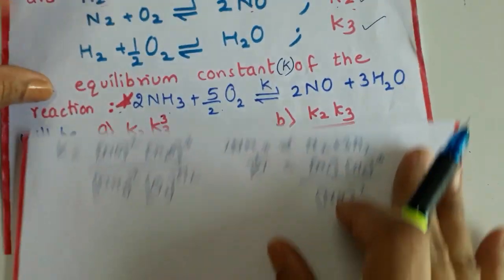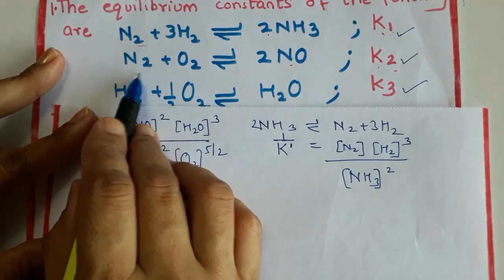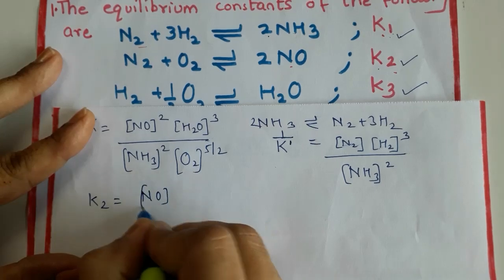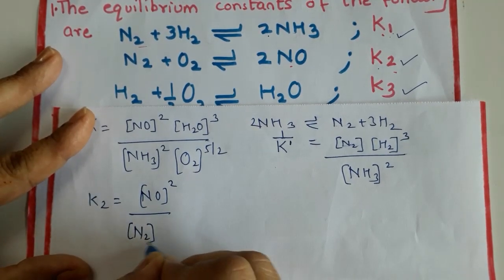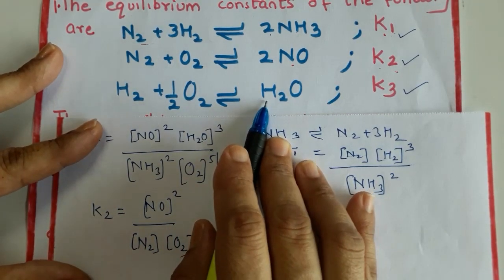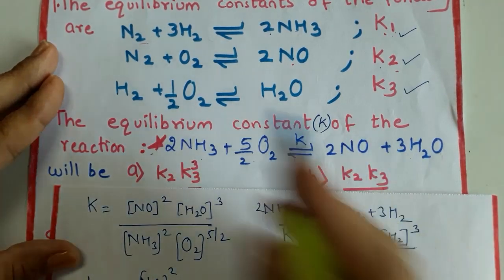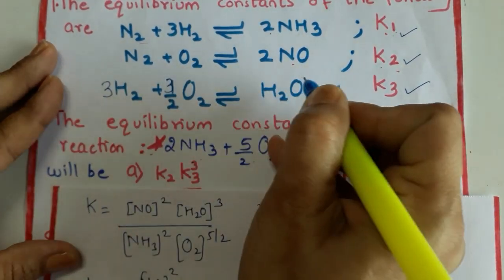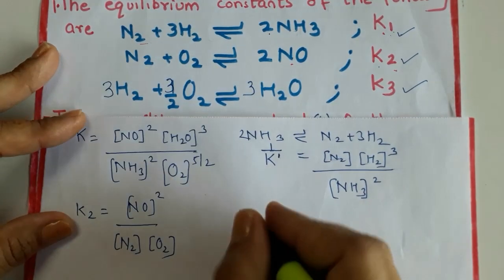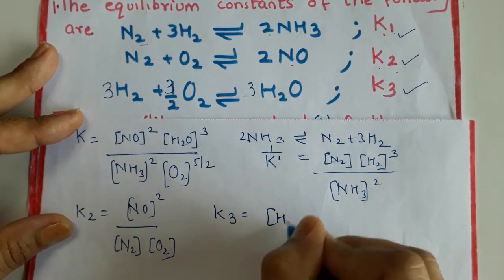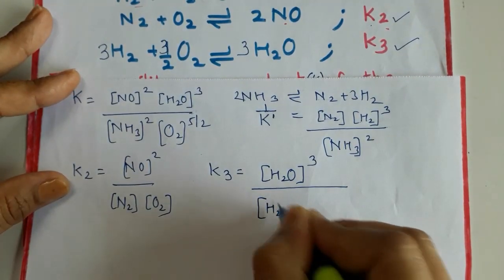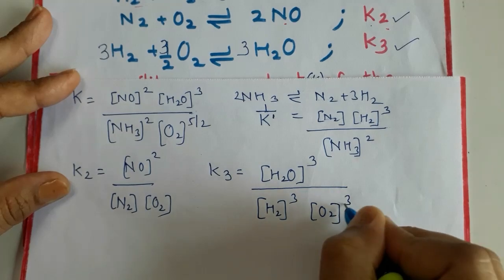Okay, now the second reaction: N2 plus O2 gives 2NO. So K2 would be NO square upon N2 and O2. Fine. Now the third reaction, we have water, but how many water molecules do we want? We want 3 water molecules, so multiply this by 3. When you write the K3 value for this reaction, K3 is equal to concentration of H2O cube upon concentration of H2 cube, concentration of O2 raised to 3 by 2.